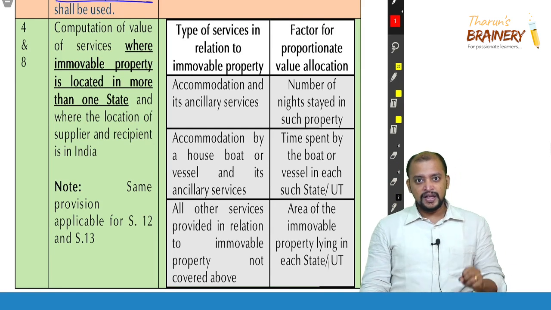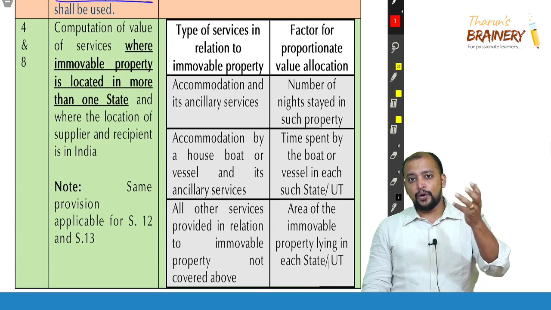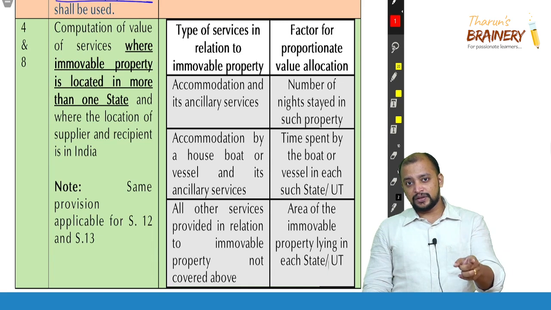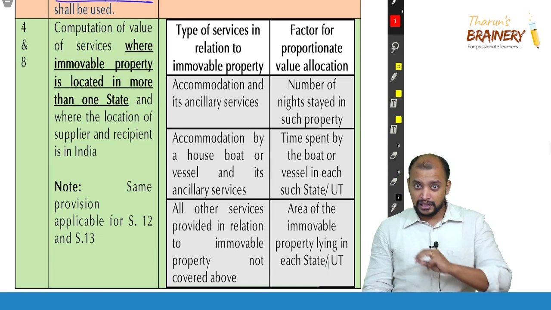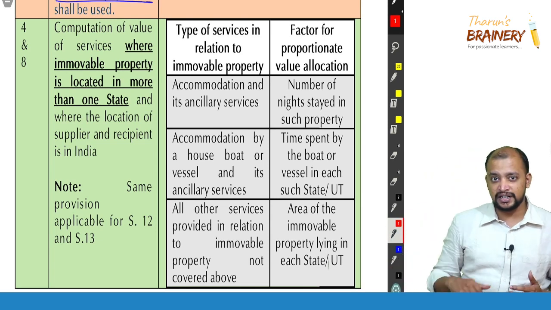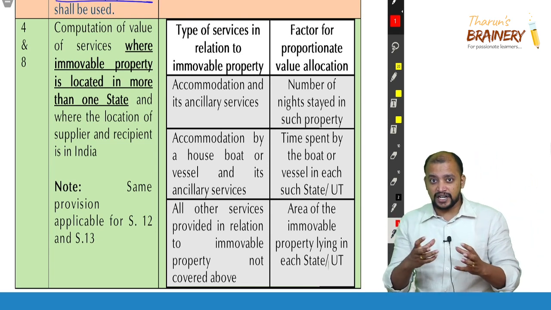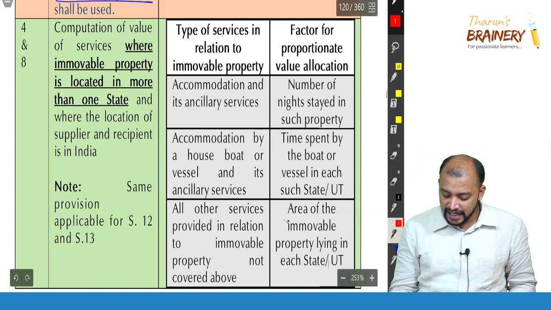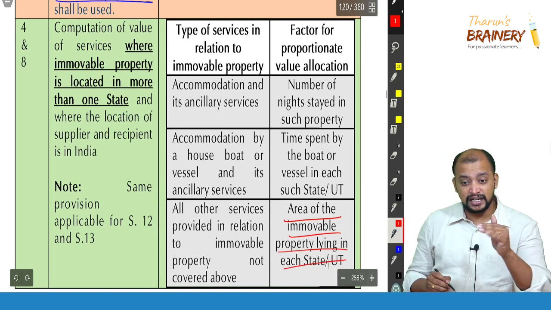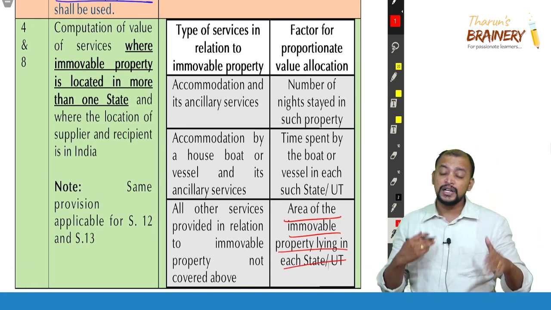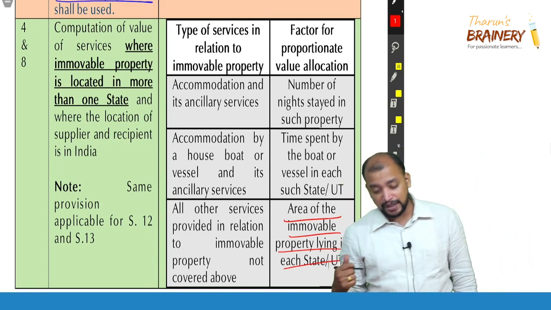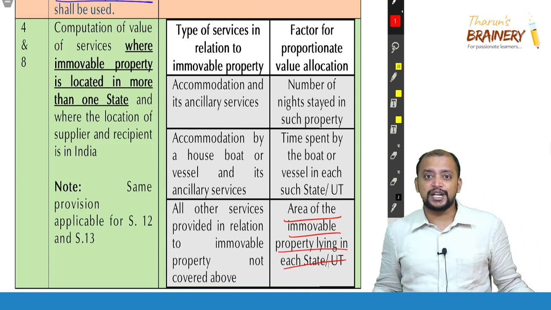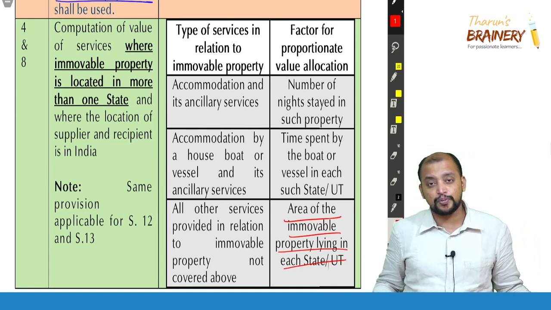And allocate it. For example, say one person is having 3 hotels: one hotel in Andhra Pradesh, another in Telangana, another in Tamil Nadu. If I am providing maintenance services, I need to apportion the contract price between these three hotels in the floor area ratio, the area of immovable property lying in each state. In that ratio, I need to apportion the contract value, because the place of supply will be the location of the immovable property. Immovable property is in more than one place. That's why this problem will arise.